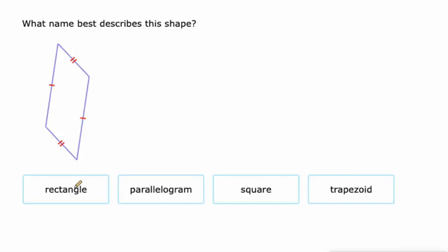This is definitely not a rectangle because it doesn't have four right angles. It is a parallelogram because its opposite sides are congruent and parallel to each other. It's not a square because to be a square it would have to have four right angles and all its sides congruent. It's not a trapezoid because a trapezoid only has one pair of parallel sides. So this is a parallelogram.